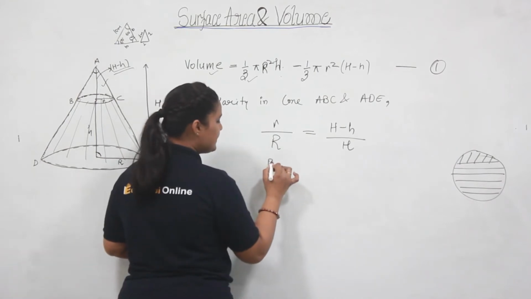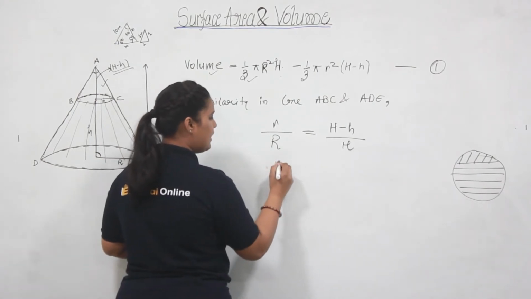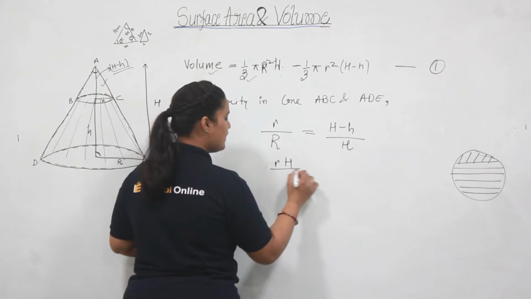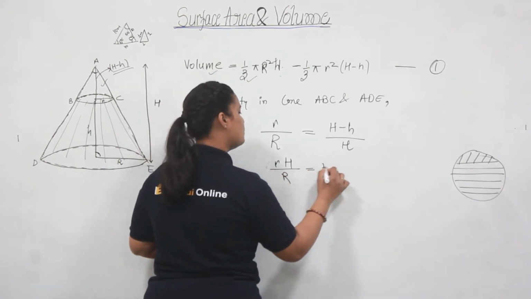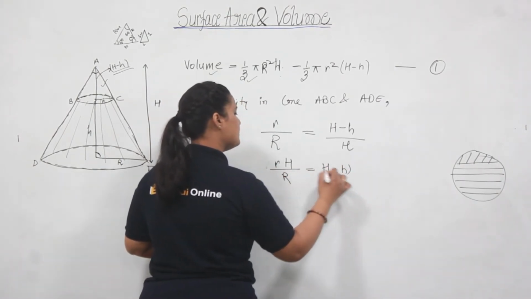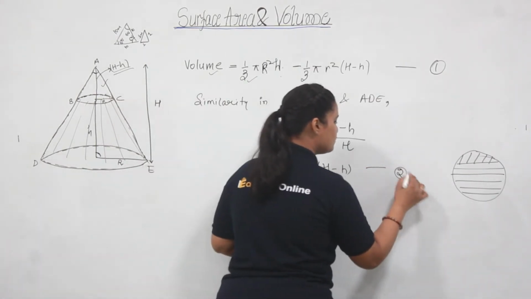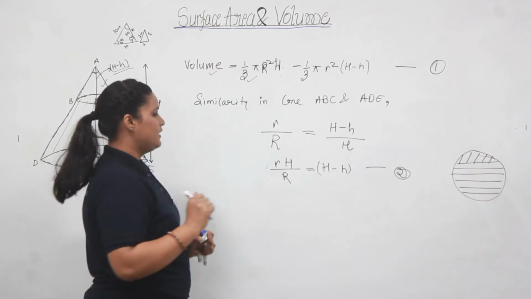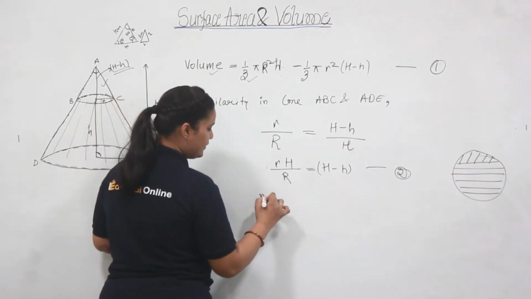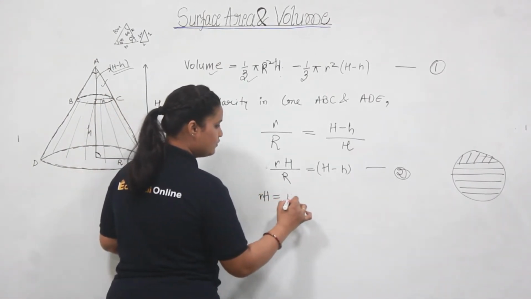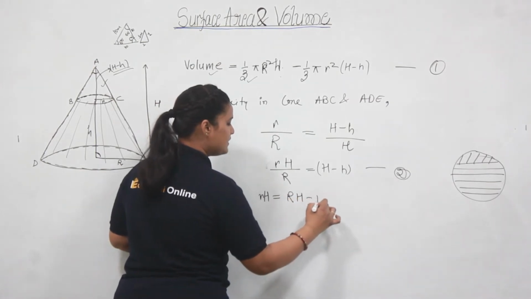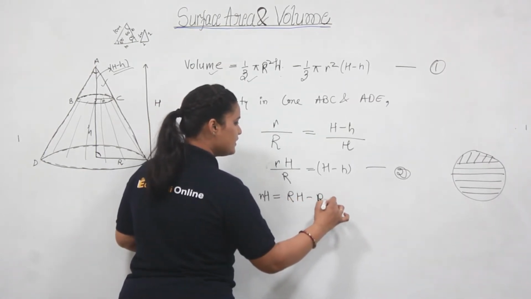So can I write it as r upon R is equal to h minus small h upon capital H? Clear? And I will mark it as equation number 2. Okay, now just solve it further. It will be RH is equal to RH minus R small h.